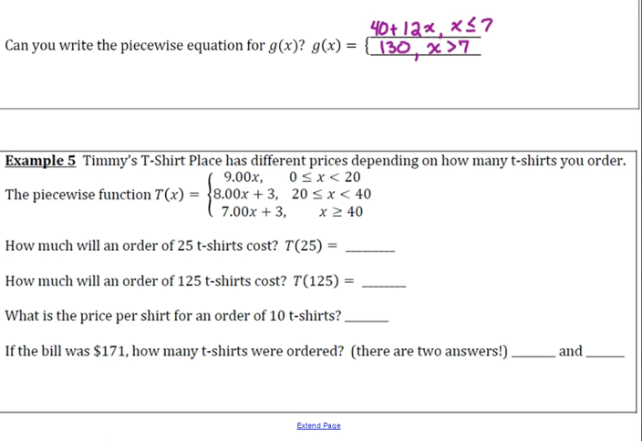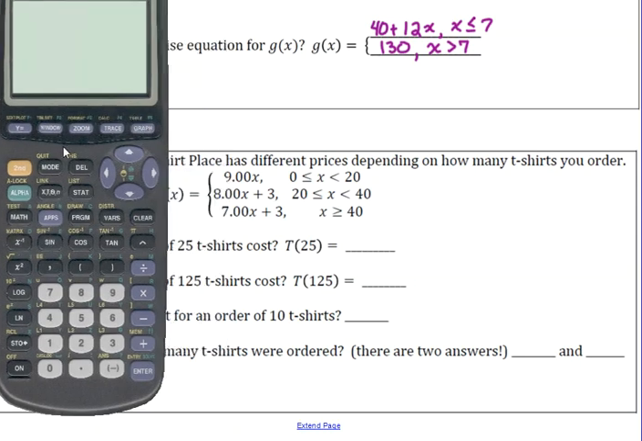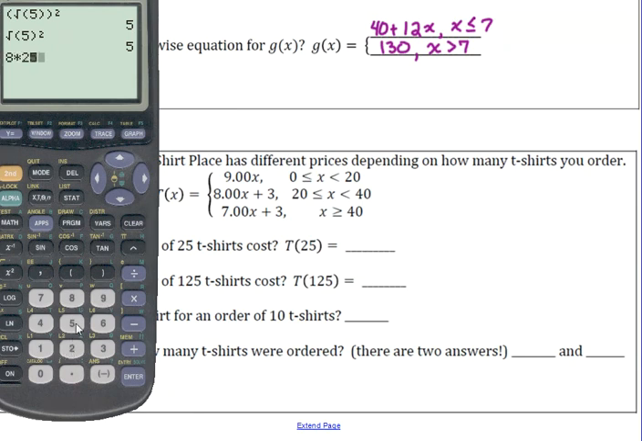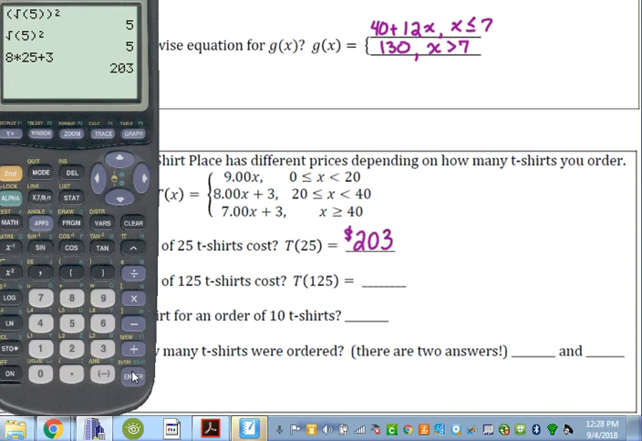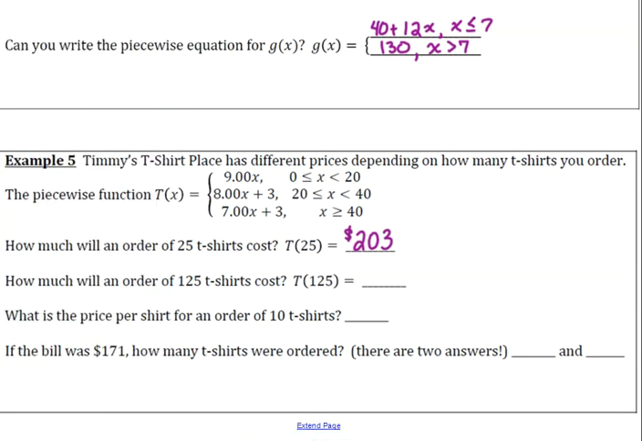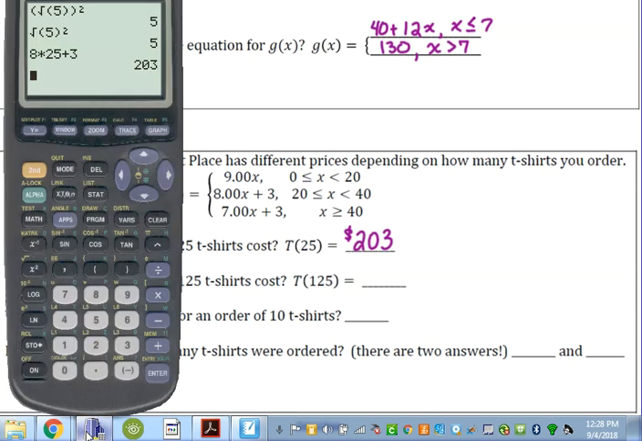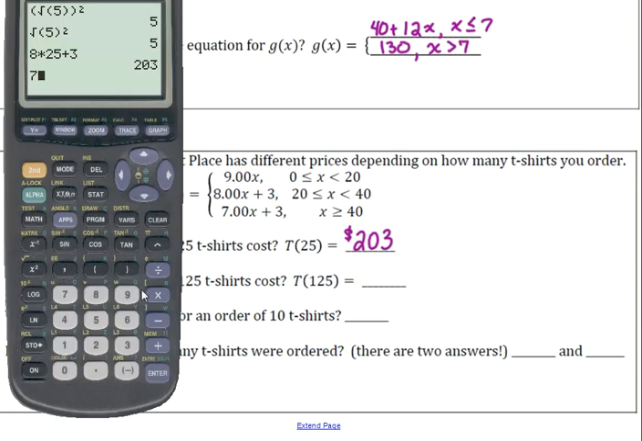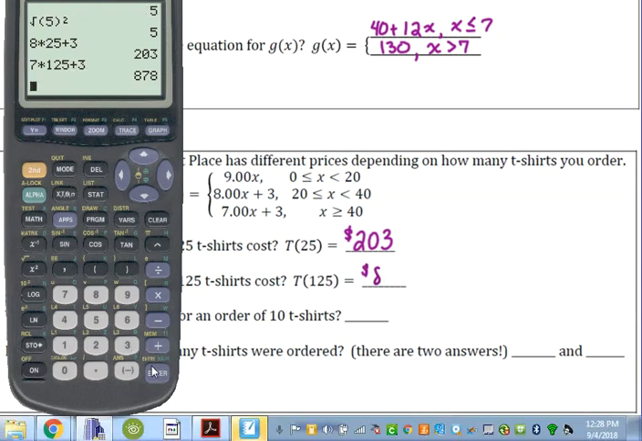How much will an order of 25 t-shirts cost? So if we want 25 shirts, which piece of the equation are we going to use here? The first, second, or third? The second. Okay, and we're simply just going to plug in 25. 8 times 25 plus 3, $203. Okay, how about if we want 125 t-shirts, which piece are we using? Third. 7 times 125 plus 3, $878.